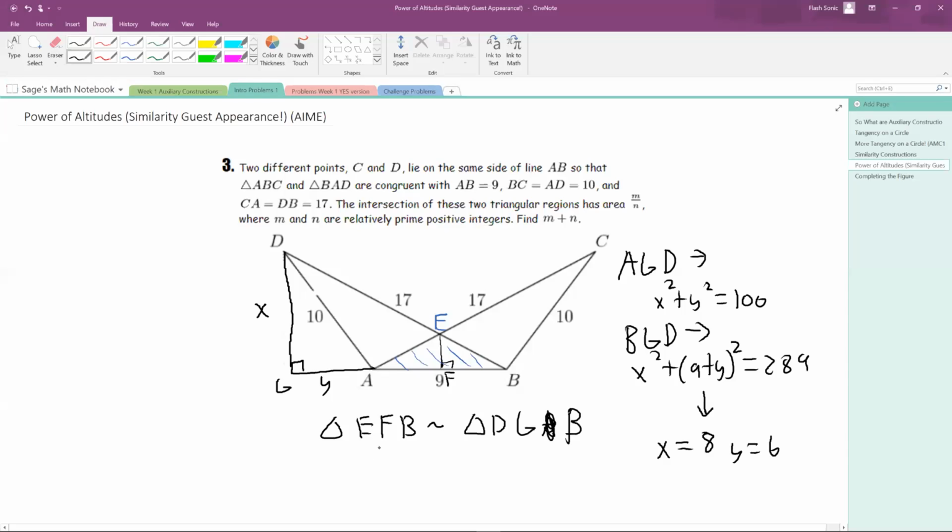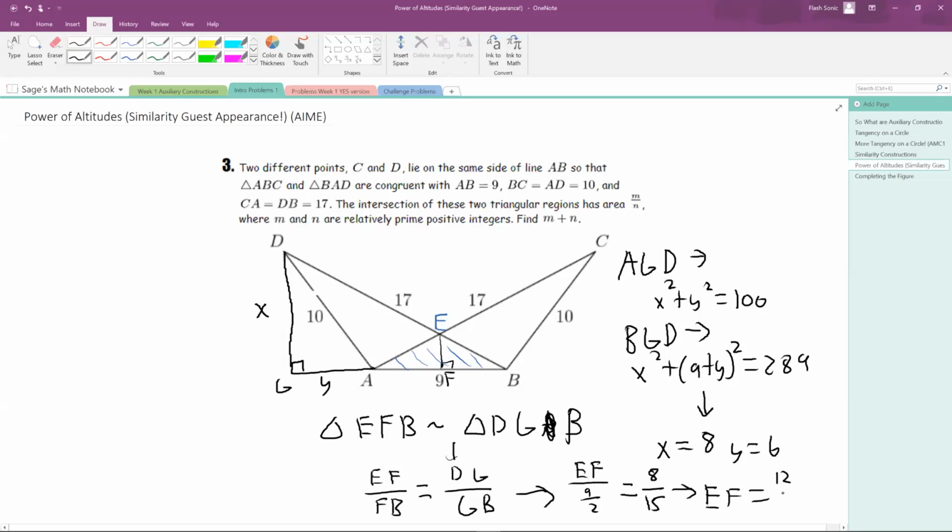Oh wait, whoops, this was supposed to be DGB. So now from here, since we know the lengths of DG and GA, we can just finish the problem, because by using the similarity ratio, we can get that EF to FB is equal to DG to GB. And from here, plugging in everything we know gets us that EF to 9 over 2 is equal to 8 to 15. And solving for EF gets us EF is equal to 12 over 5.